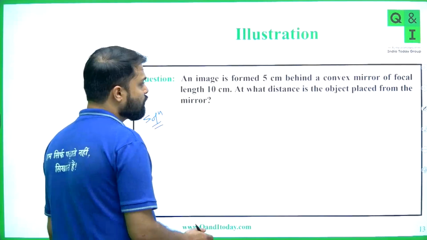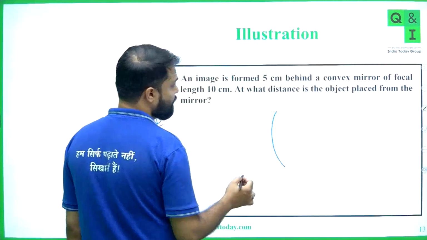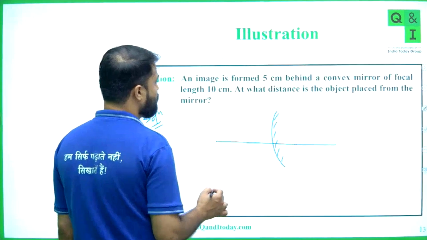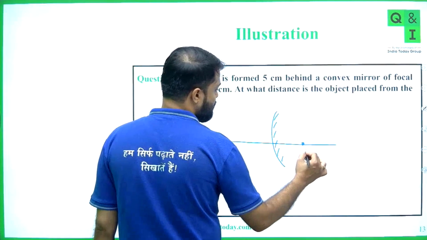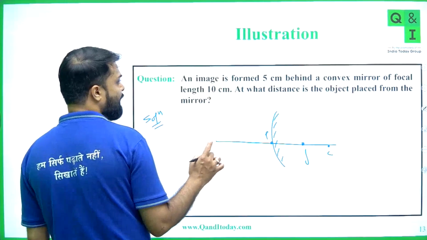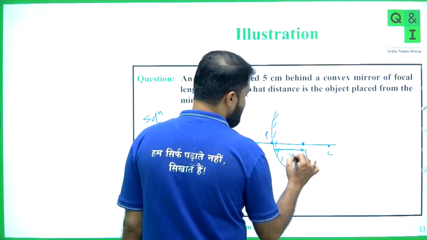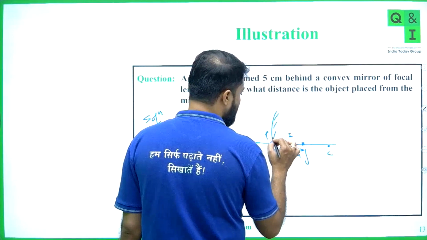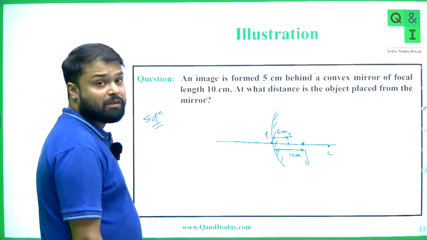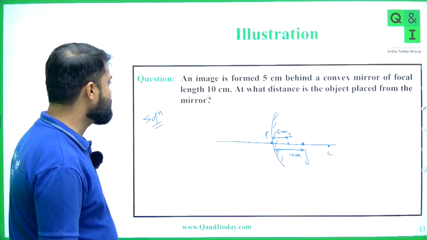Okay. So again, given, we have a convex mirror. So this is your convex mirror. Now, let's say this is your focus. This is center of curvature. This is your pole. Now given image is formed 5 centimeter behind the convex mirror of focal length 10 centimeter. So focal length is 10 centimeter, and let's say image is formed here, which is at a distance of 5 centimeter. Now we have to find at what distance is the object placed from the mirror.